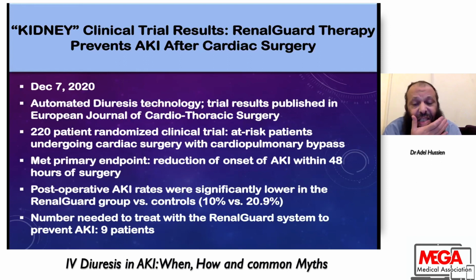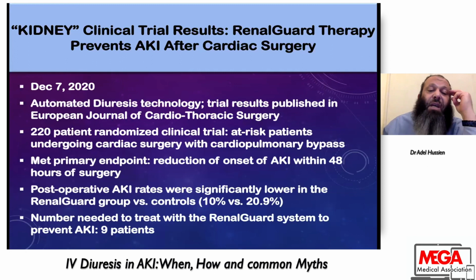The post-operative AKI rate was significantly lower in the renal guard group compared to the control. So 10 to 20%, they found a significant reduction of the post-operative AKI when they used the renal guard therapy. And they concluded that the number needed to treat with the renal guard system to prevent AKI was 9 patients. So this is something significant. From the KIDNEY study, as I told you, just published a few months ago in patients post-cardiac surgery, there was a significant reduction and lowering of the incidence of AKI using this matched urine-to-volume 1 by 1 to reduce the incidence of post-cardiac surgery AKI.